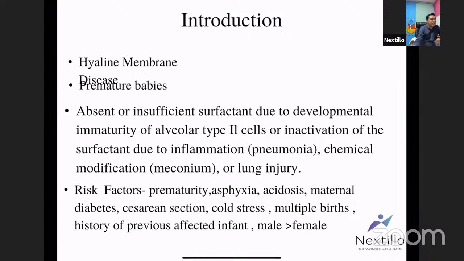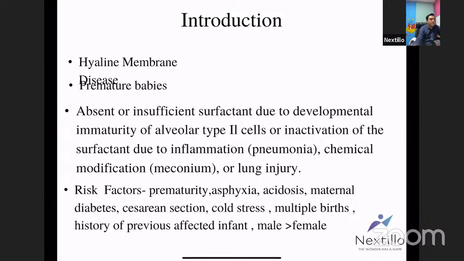What are the risk factors that can cause hyaline membrane disease? First and foremost is prematurity, because there can be absent or insufficient surfactant due to developmental immaturity of the type 2 cells. Then there can be birth asphyxia. There can be acidosis. With acidosis, there is insufficient production of the surfactant, or it also inactivates the surfactant.